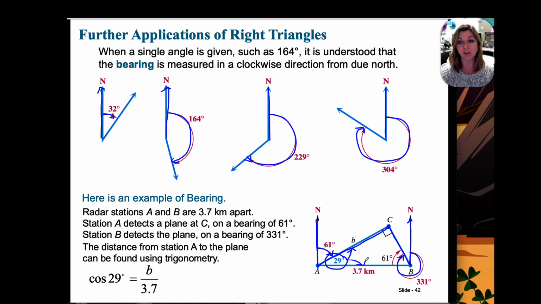It looks like this when we translate it into a trigonometric equation. And now we just need to use our algebra skills to isolate that unknown. So multiply both sides by 3.7, and it turns out that the distance from station A to the plane is 3.7 cosine of 29 degrees, or approximately 3.2 kilometers.